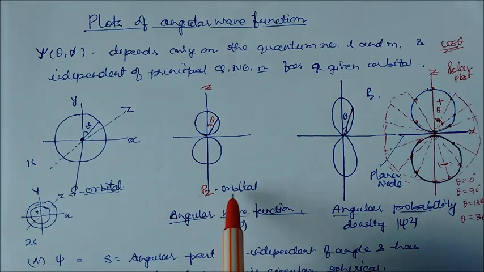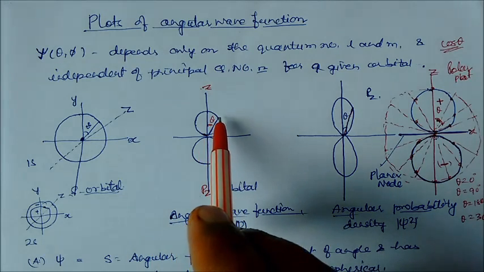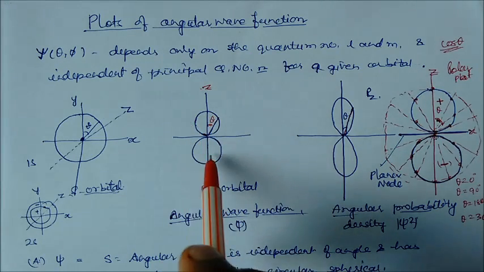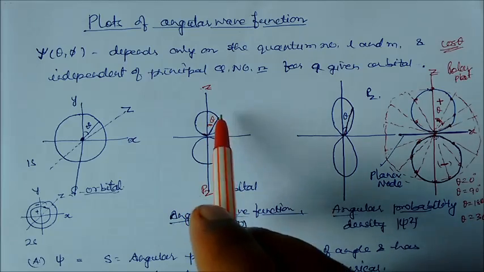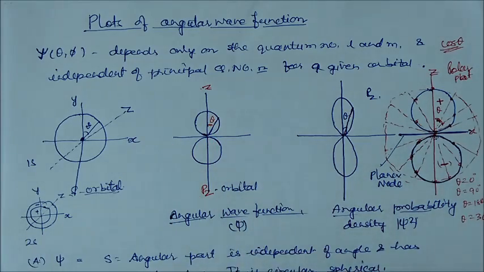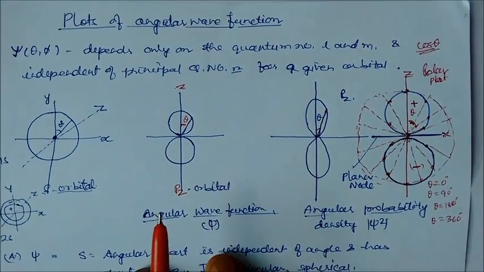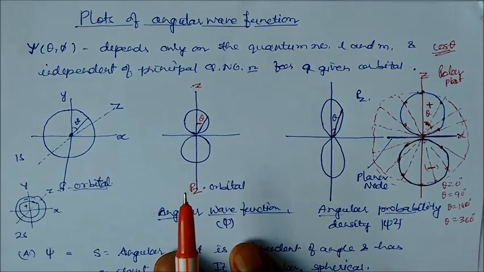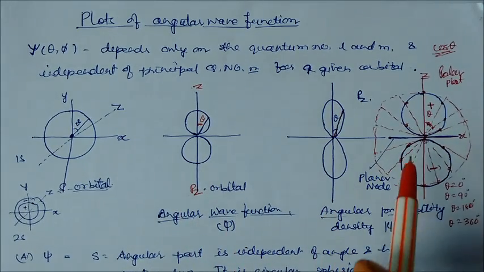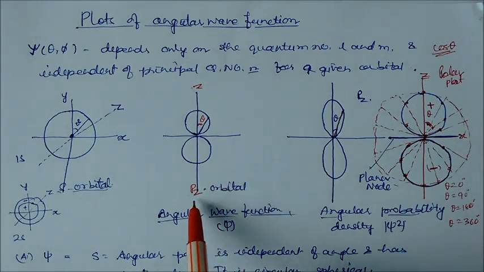In the case of pz orbitals, it becomes like this. Two spheres are there. This is the theta, so theta can vary. Here one more diagram is there in which it is very clear how we can calculate theta. We can calculate theta with the help of mathematics. So this is the pz orbital.